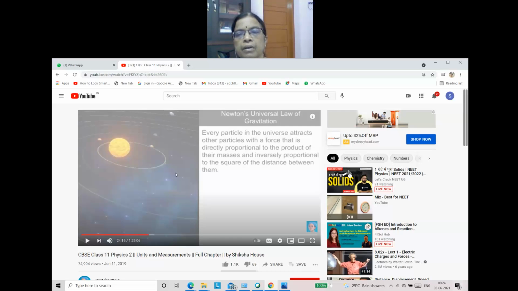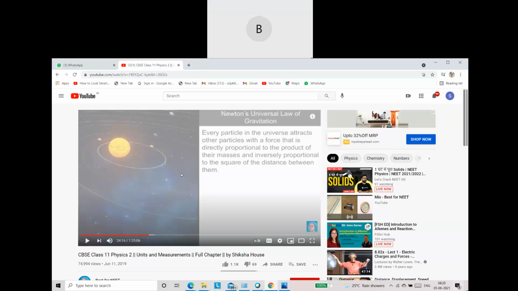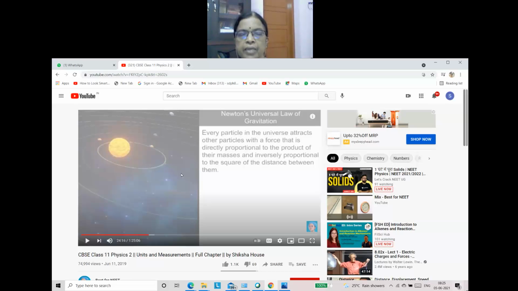Do you remember that law, children? Newton's universal law of gravitation. F equal to, anyone? 9th standard you have studied. What is Newton's law of gravitation? Force equal to mass into velocity. Not that one. F equal to G m1 m2 by r square, where r is the distance. Then force is directly proportional to product of their masses, inversely proportional to square of the distance between them. That is the universal law of gravitation.